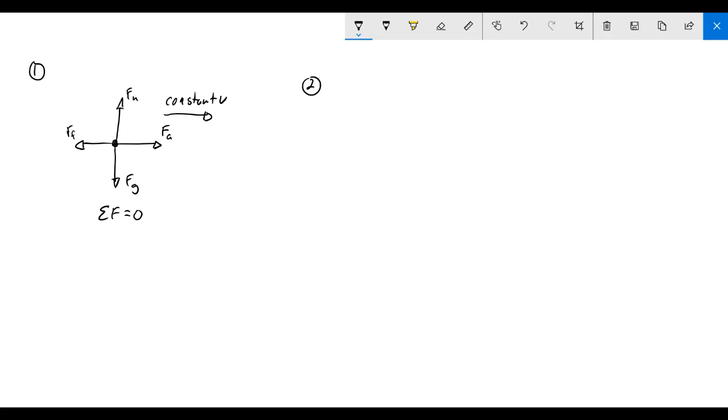In our second example, we take the same car. Again, we draw the dot. Gravity is acting downward. The road's pushing back up. That's the direction of the normal force. But in this example, we have an accelerating car. So if the car is accelerating forward, then the applied force, Fa, needs to be bigger than the frictional force. So in this case, the net force is not equal to 0.